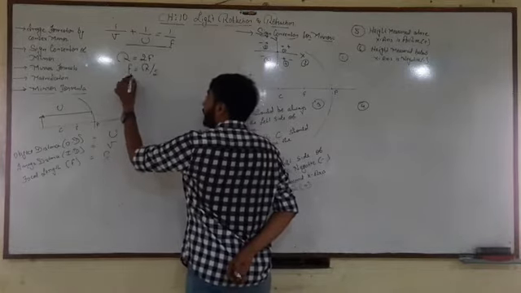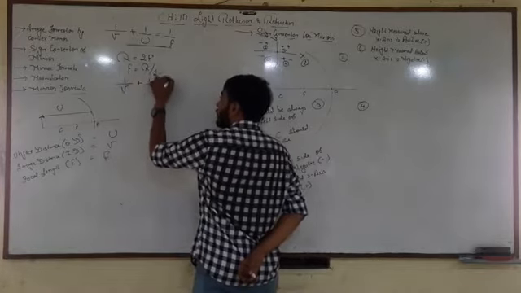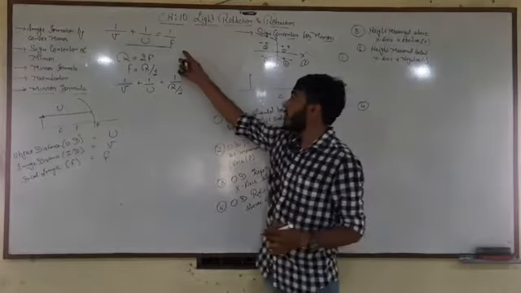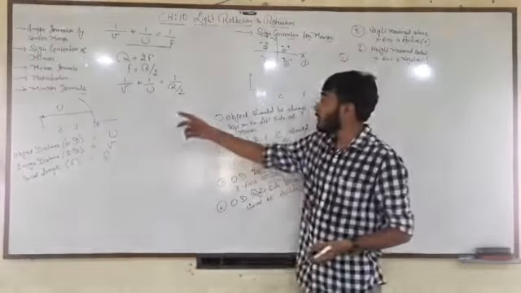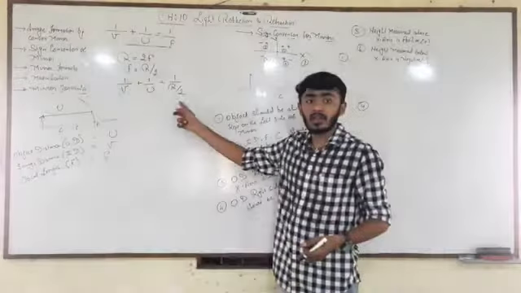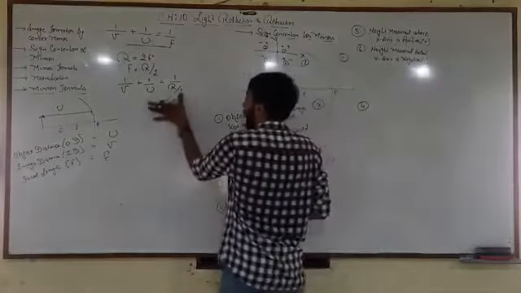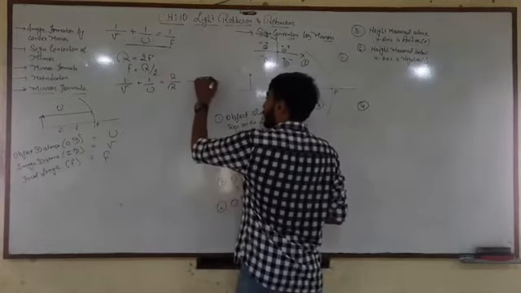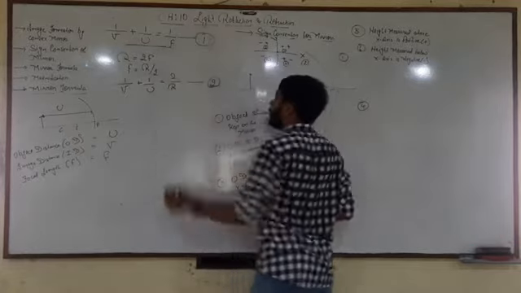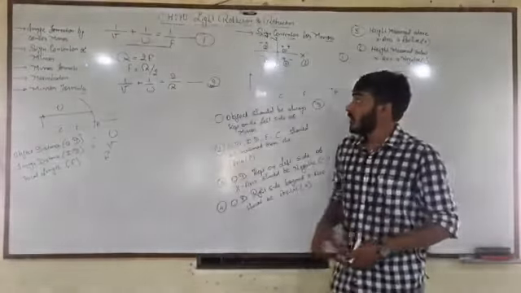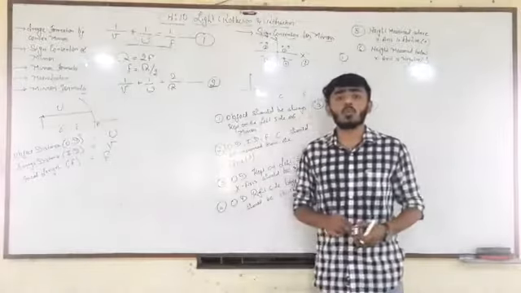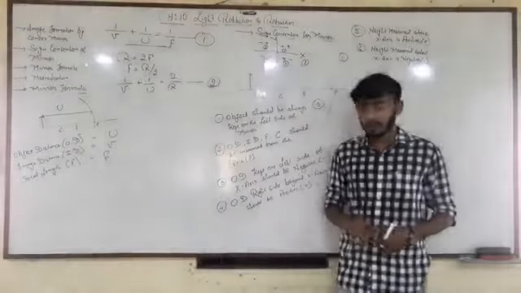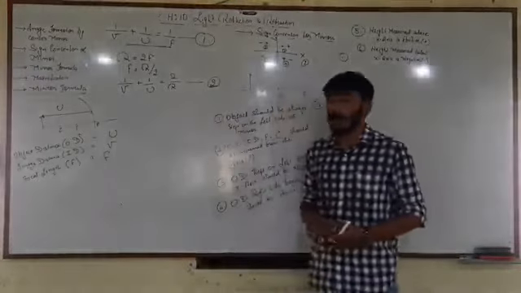So 1 upon V plus 1 upon U is equal to 1 upon R upon 2. Instead of F, what I wrote is R upon 2. Now this 2 in the denominator moves to the numerator. So this is our second formula for the mirror formula, and this is our first. 1 upon V plus 1 upon U is equal to 1 upon F, and 1 upon V plus 1 upon U is equal to 2 upon R.